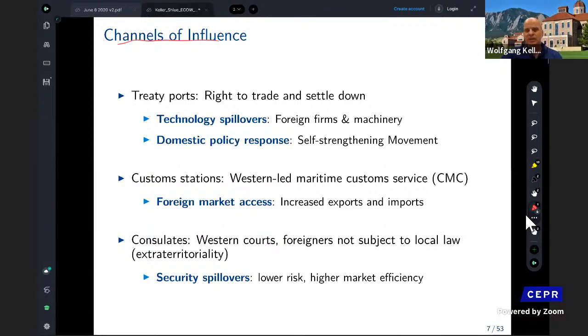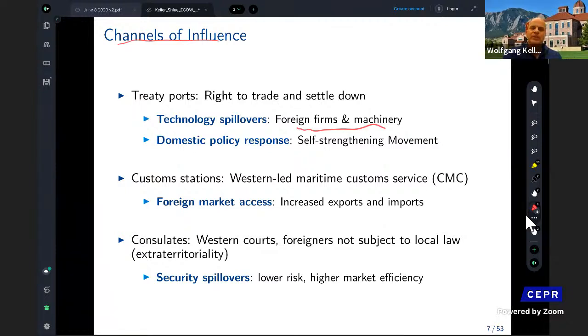And the most important aspects that I'll be trying to highlight are given here in blue. We're going to try to document that the influence of Western colonialism in China during the 19th century had to do with technology spillovers, which affected industrialization, and there were foreign firms and foreign machinery, including steam, but also other advanced machinery. We'll also be talking about a domestic policy response, which is called the self-strengthening movement, that took off after the Second Opium War, 1861, and lasted until 1895. That was in a way a response to the Chinese defeat in the Opium Wars, and it focused on military and industrial technology.